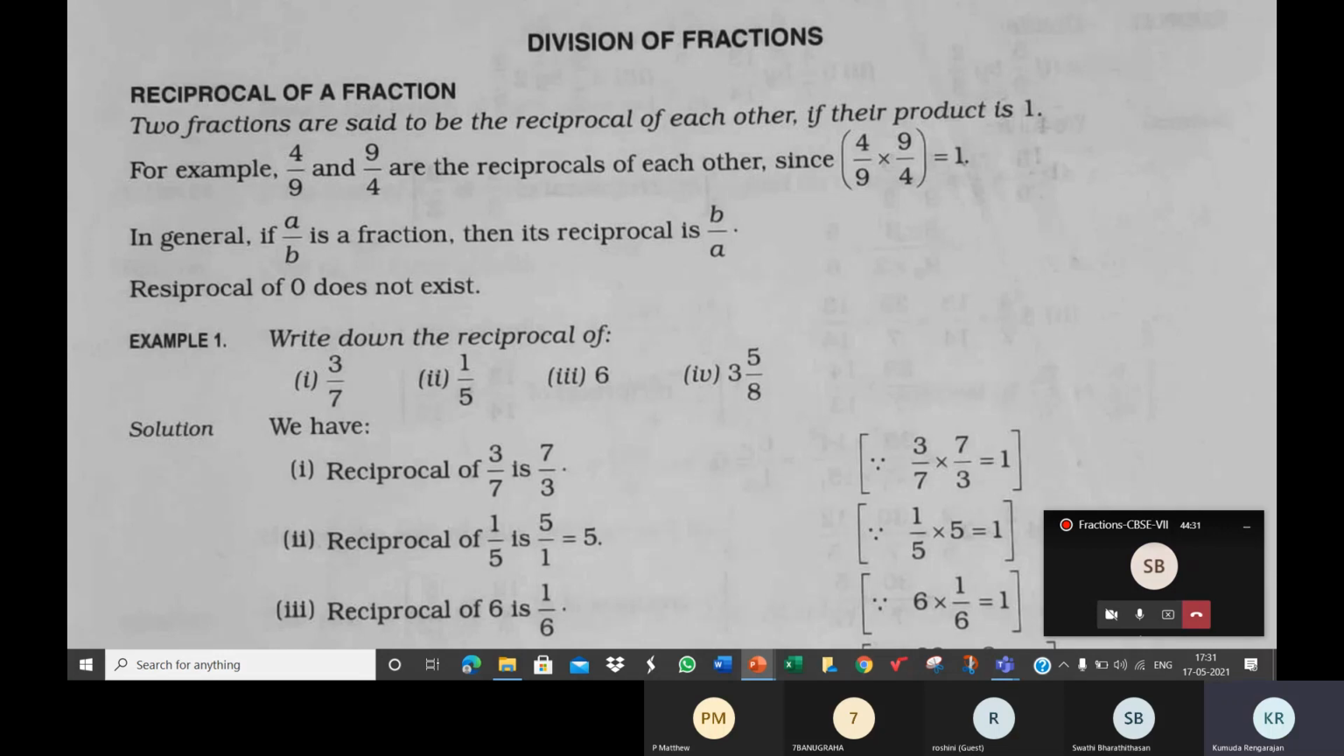The question is for you, children. What is the reciprocal of 0 by 1? Ma'am, 1 by 0. The reciprocal of 0 by 1 is 1 by 0. But 1 by 0 means 1 divided by 0. We know that division by 0 is not defined. The divisor cannot be 0.